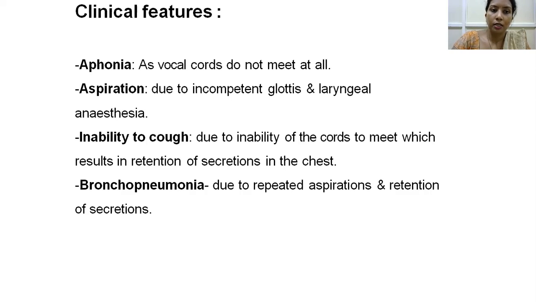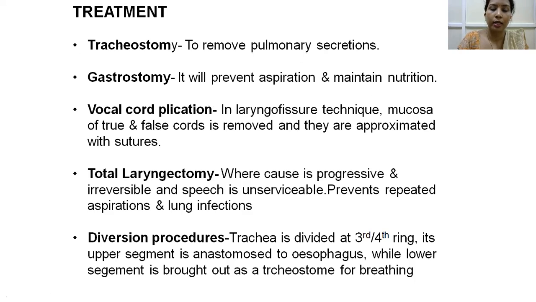So clinical features here, there is aphonia. Patient is unable to speak as the vocal cords do not meet at all, as the glottic chink is too wide to cause any sound. There is extreme aspiration due to a completely open glottis and a complete laryngeal anesthesia, because all the nerves are lost, so there is no sensation at all. There's inability to cough. Even though there is some amount of aspiration, the patient cannot cough because the cords do not meet again. This might ultimately lead to repeated aspirations, retention of secretions, and bronchopneumonia.